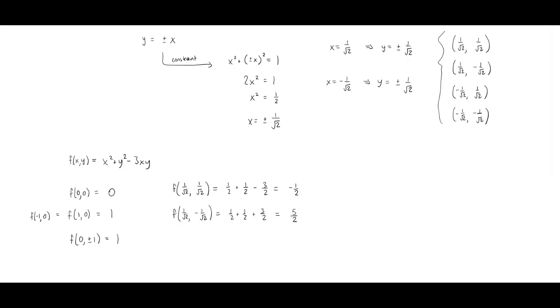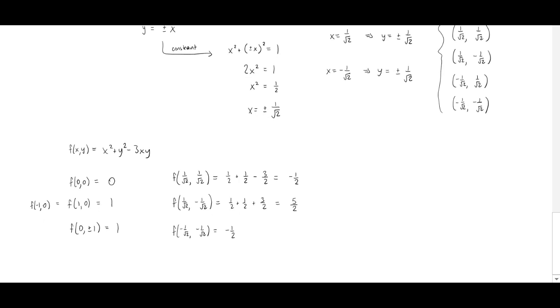When they're both negative, it looks like it'll get the same as the first one. It's going to be negative 1/2, okay? And then I missed one. So when x is negative and y is positive, it's minus 1 over root 2 and positive 1 over root 2. And I think this one gets you positive 5/2 again, okay?